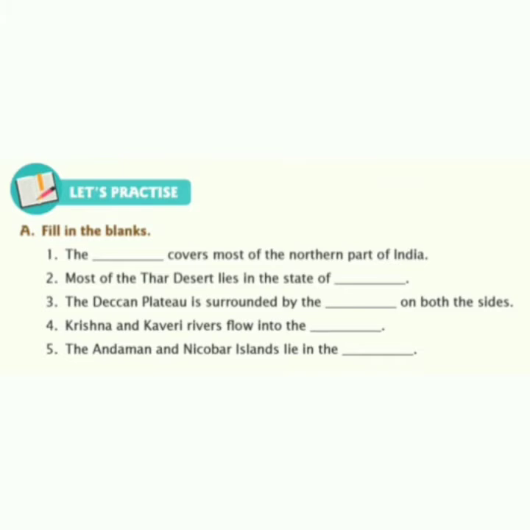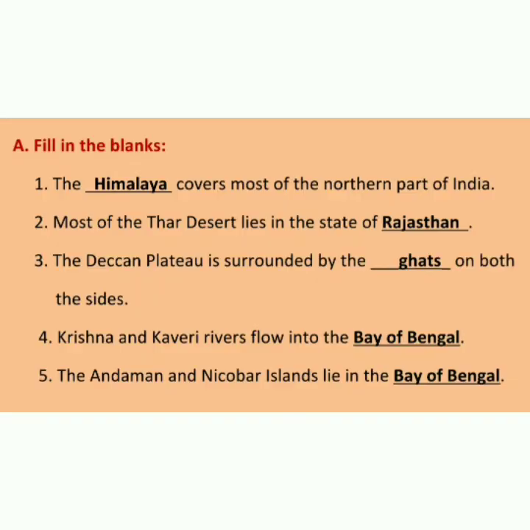Now it's time for me to tell you the answers so that you can compare your answers with the answers I'm telling you. The dash covers most of the northern part of India, the Himalaya. Most of the Thar Desert lies in the state of dash, Rajasthan. The Deccan Plateau is surrounded by the Ghats. Krishna and Kaveri rivers flow into the Bay of Bengal. The Andaman and Nicobar Islands lie in the Bay of Bengal.